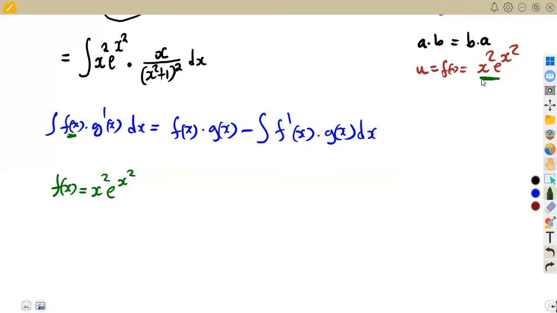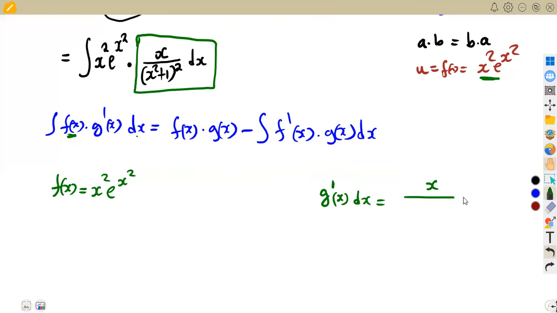Knowing that, we are remaining also with the g prime x dx, which is the remaining term that is multiplying here. We need to say this remaining term that we see here is the one that is going to represent our g prime x, which is equal to x over x squared plus 1 to the exponent of 2 with respect to x, where we know that in order for us to find the g of x now, we are going to integrate both sides to obtain what?